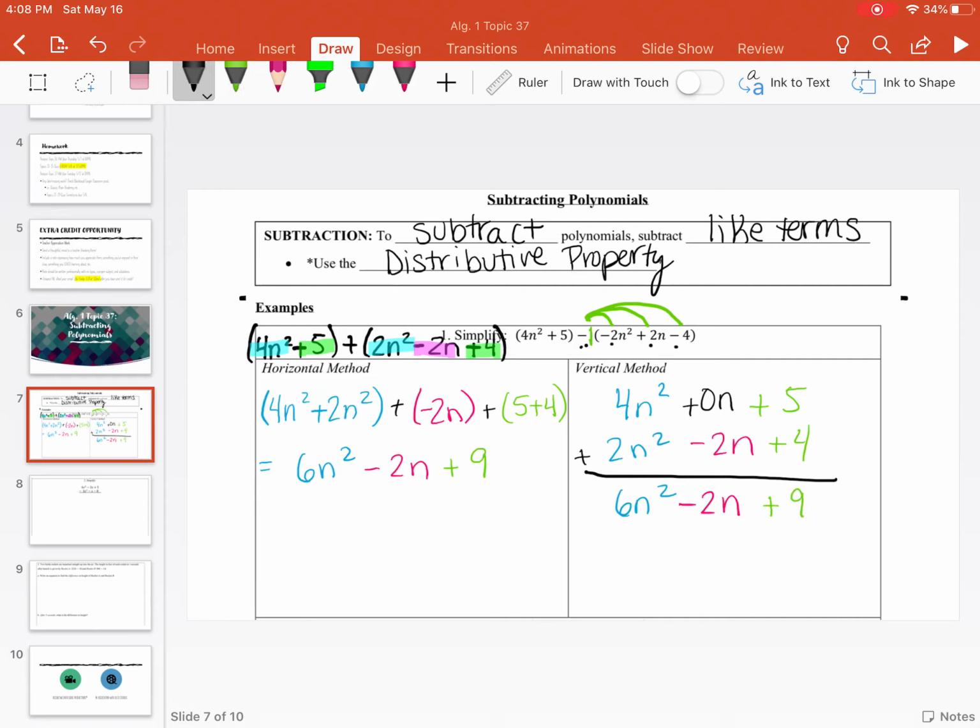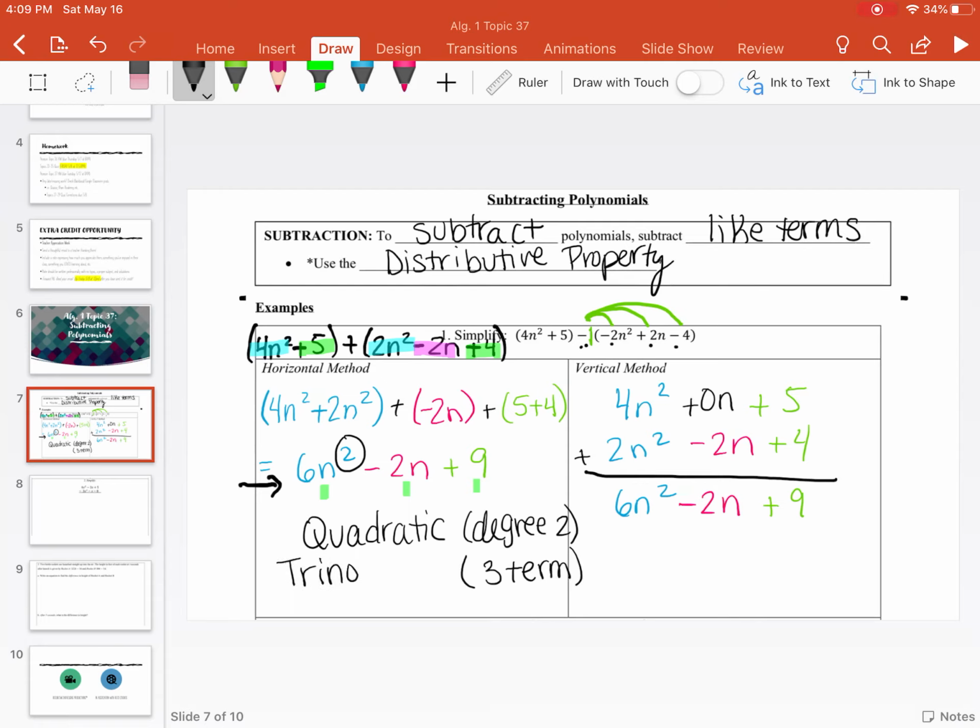Now looking at our final answer, as we learned how to do in topic 36, we're going to classify this final polynomial. The highest degree that we see is a 2, so this must be a quadratic. Then we want to count how many terms we see. 1, 2, 3. Since it's a 3-term polynomial, this is specifically called a trinomial. So our answer is a quadratic trinomial.